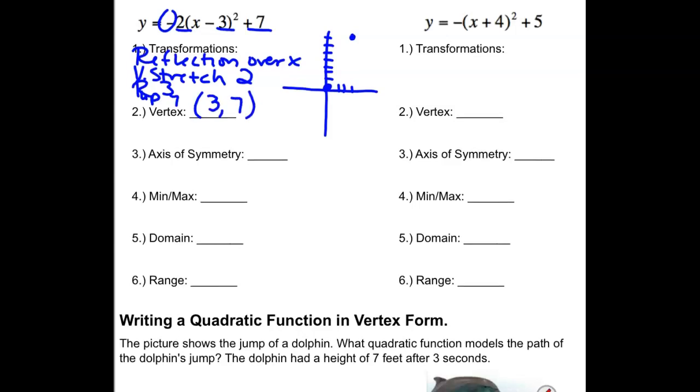Remember, the axis of symmetry goes right through that vertex, so it would have equation x equals 3 to match the 3 I have here. We said our parabola had a reflection over x, so it is going to turn down from there. So we have a maximum, and the highest my y value gets is this 7.